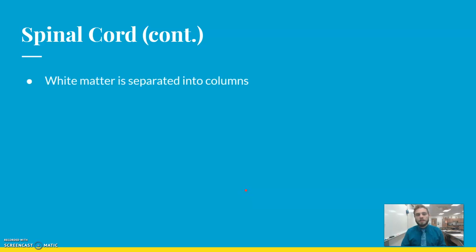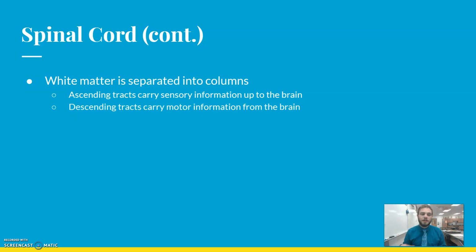White matter is not going to be separated into horns. It's going to be separated into columns. You have an ascending tract, which is going to carry sensory information up to the brain, and then you have a descending tract that's going to carry motor information from the brain. So you can see how those horns and those columns are going to be responsible for either motor information down or sensory information up.